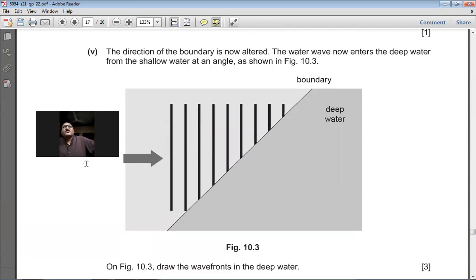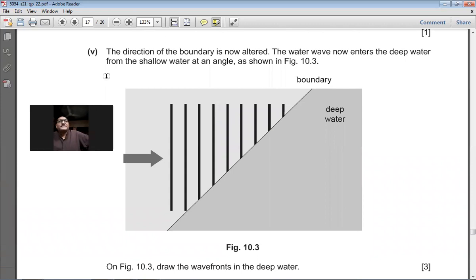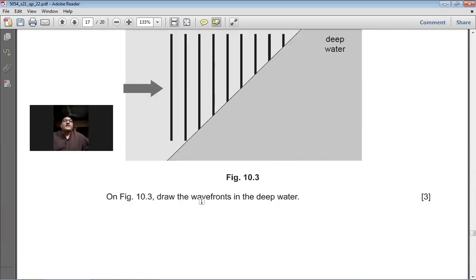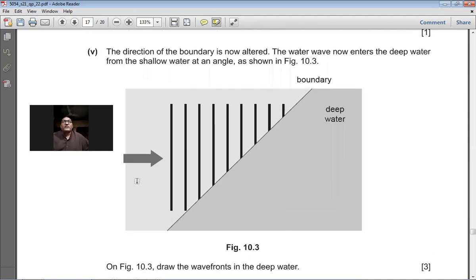So the next question coming up on your screen says, the direction of the boundary is not altered. The water wave now enters the deep water from the shallow water. So this is shallow water, this is deep water. It enters at an angle as shown in figure 10.3. On figure 10.3, draw the wavefronts in the deep water.